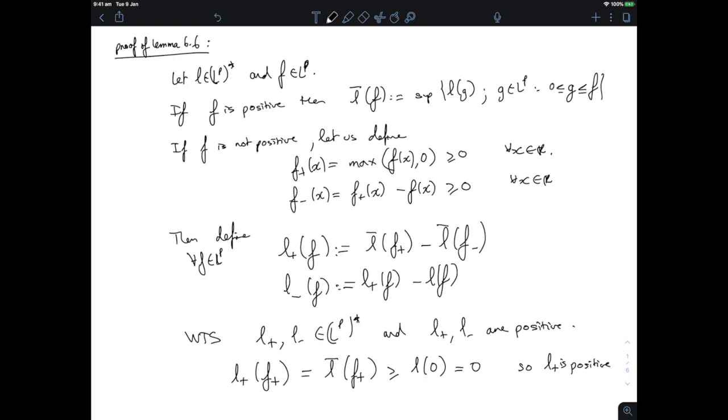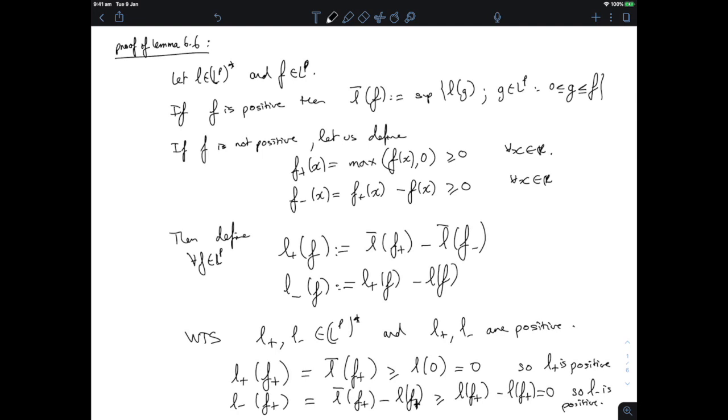Cool. What about L minus? Well, to prove that L minus is positive, let's have a look at L minus of f plus. It is L bar of f plus minus L of f plus, and I need to show that this is non-negative. But L bar of f plus, I mean f plus is an element that is less or equal than f plus, of course. So this, because L bar is defined as a sup, is smaller than L of f plus minus L of f plus, which is 0. So L minus is positive also.